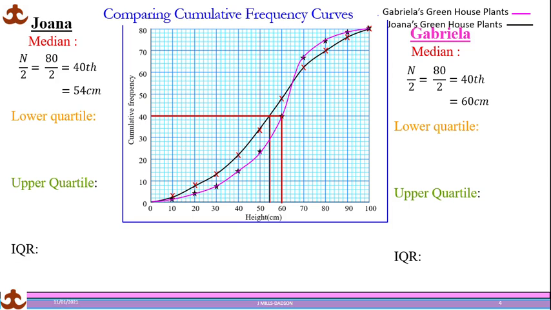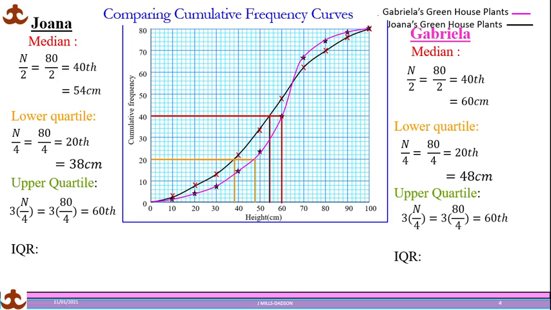Let's do the lower quartile, which is a quarter. So divide 80 by 4. Both will be 20th. Put in the 20th line. Measure Joanna's first on the black line. 38. And the pink line for Gabriella. That gives us 48.